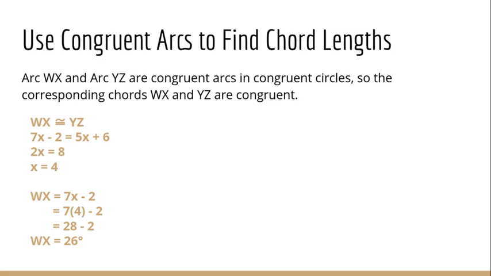We know that chord WX is equal to 7x minus 2, so we're going to substitute in for x. So we're going to get 7 times 4 minus 2, 28 minus 2, which is going to get us 26. If chord WX is 26, then the arc WX is also 26, so we're going to get 26 degrees.